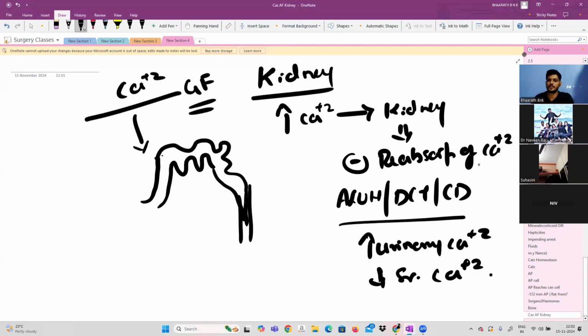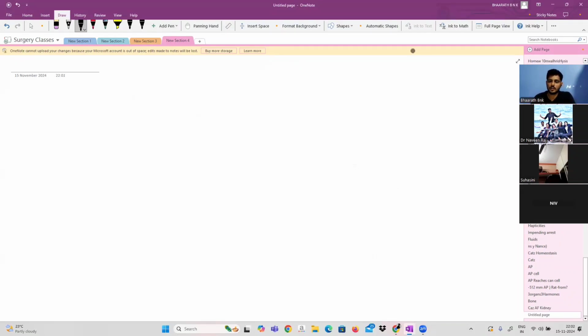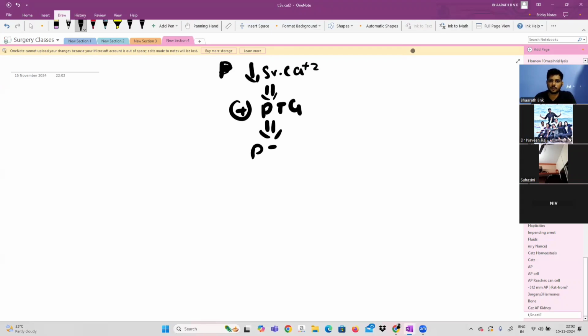And the opposite happens when there is reduced calcium in the body, where there is stimulation of reabsorption of calcium in the kidney, and that will reduce the urinary calcium levels and increase the serum calcium levels. Right? Now, the three hormones are, as I told you, vitamin D3, parathyroid hormone, and calcitonin. So now this parathyroid gland, whenever there is a reduced serum calcium in the body, this low serum calcium will stimulate the parathyroid gland. This parathyroid gland will release parathormone.